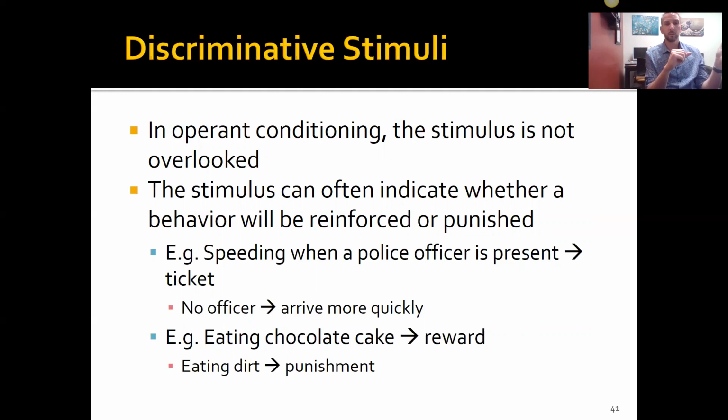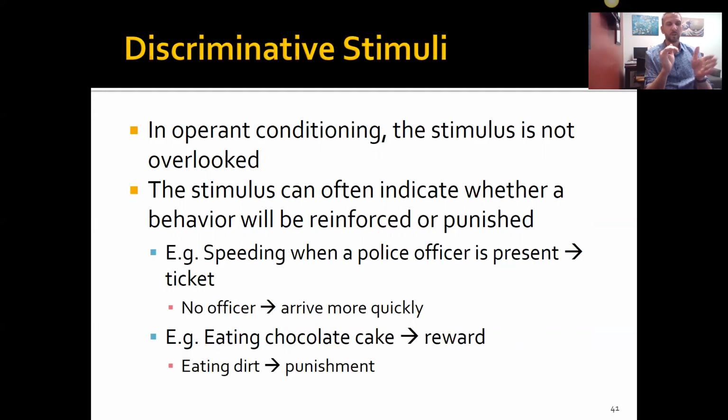But in operant conditioning, they talk about discriminative stimuli. This is the stimuli before the behavior. And so as an example, you can have a behavior, speeding, and the consequences of speeding will vary depending on whether a police officer is present. The consequence, if the police officer is not there, is, well, you might arrive more quickly. If the police officer is there, what is the consequence? Well, you may get a ticket.